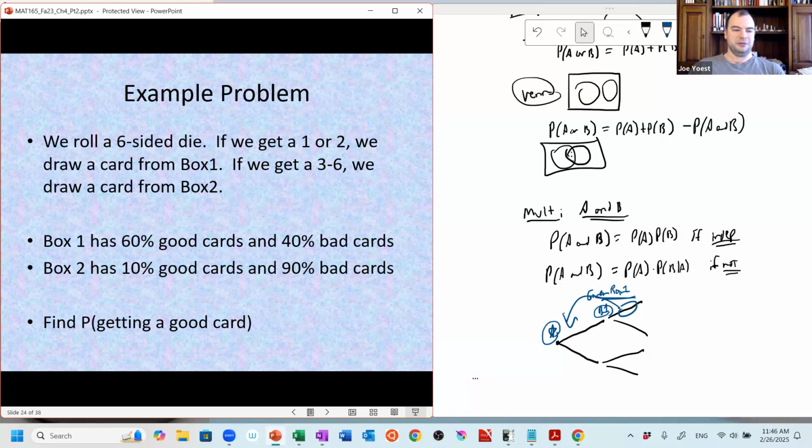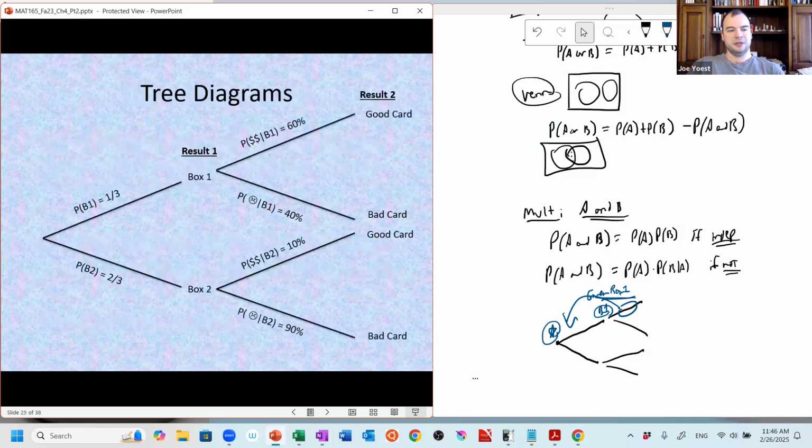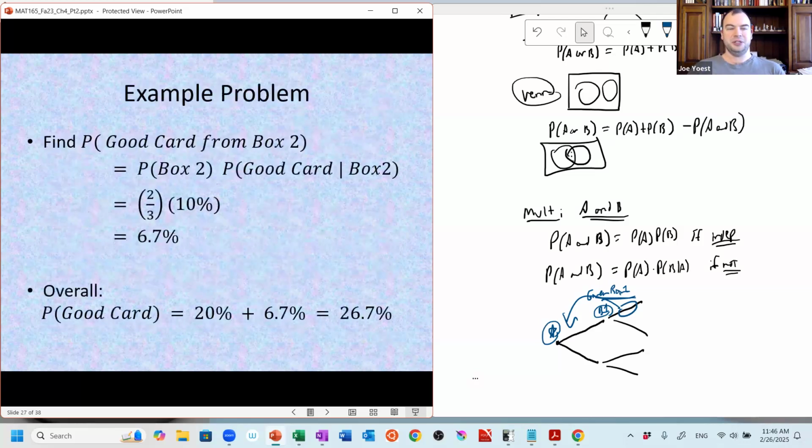And vice versa, if the game show host was cheating and had a loaded die and I could never get to box one, if they didn't want to pay me money and they always sent me to box two, the worst I could do is a 10% chance of getting a good card. So my end result should be between those two, right? The worst possible if I always got sent to box two versus the best possible if I always got to box one. And indeed, it is between 10 and 60%. So this seems reasonable.